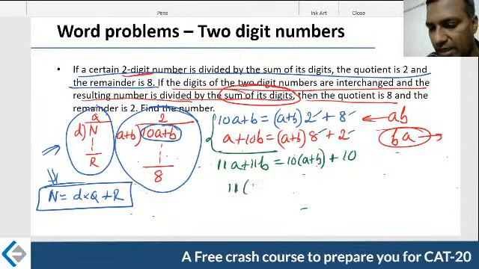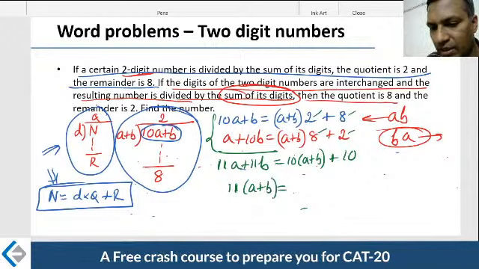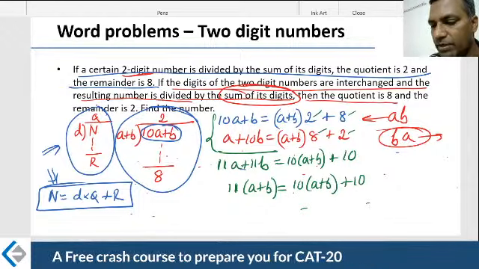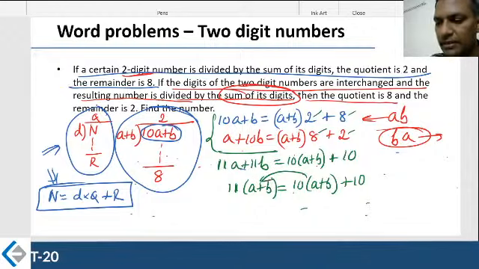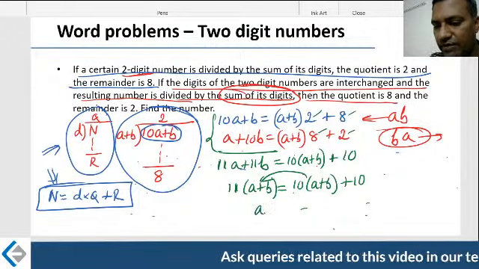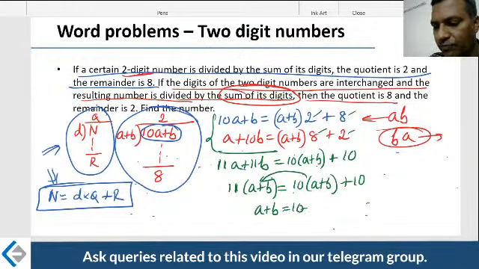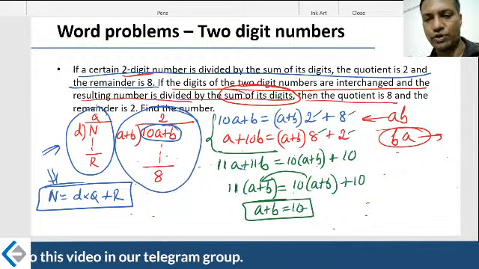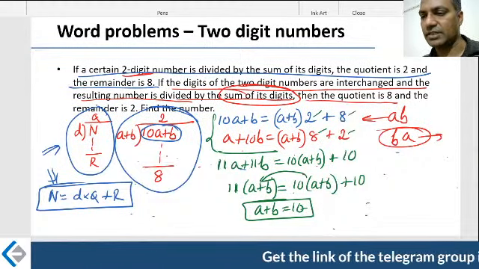You are trying to say that 11 times of A plus B is also nothing but 10 times of A plus B plus 10. So go here, subtract it. Take this 10 onto the other side. You'll be left with A plus B is equal to 10. Therefore, the sum of the digits is nothing but 10. That's what you are getting here.